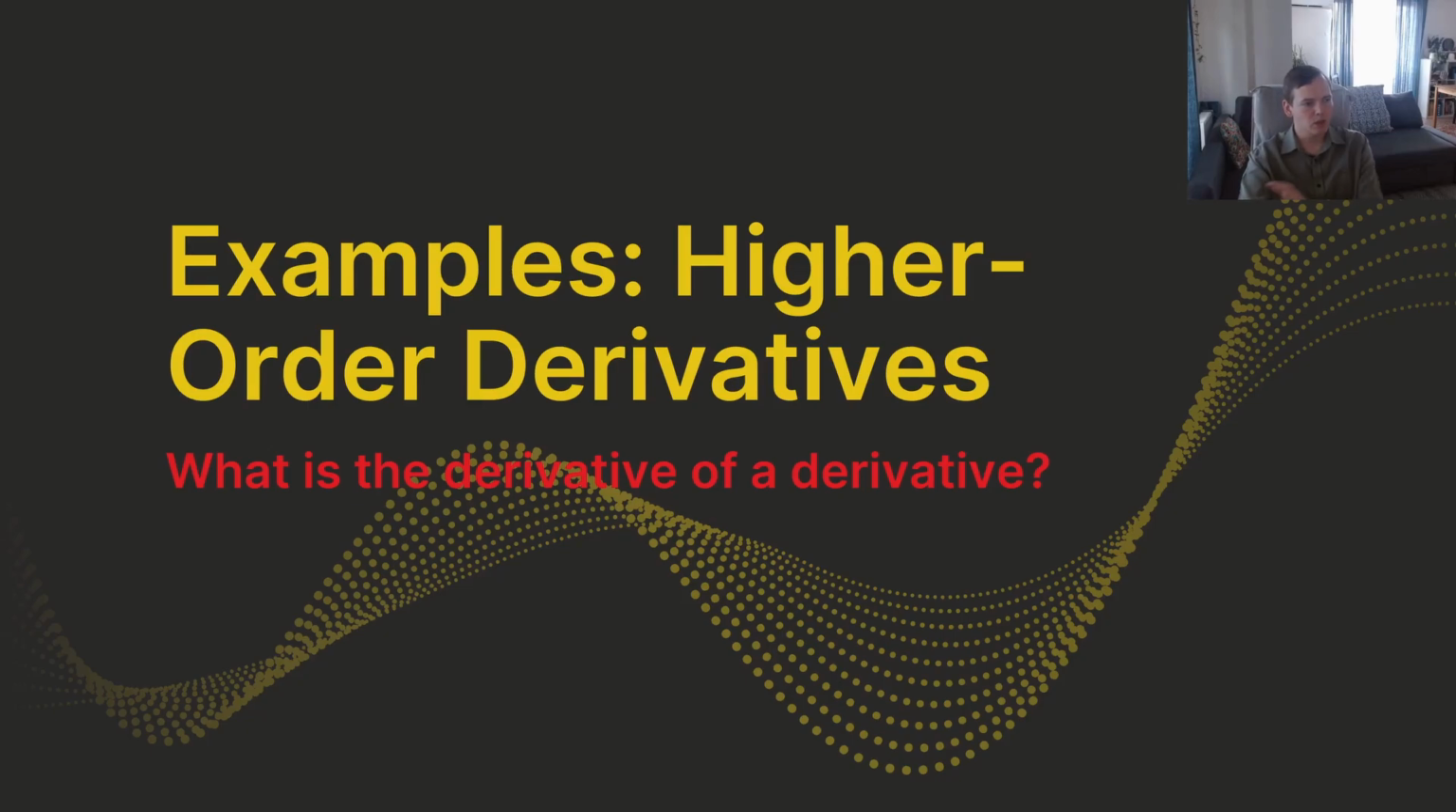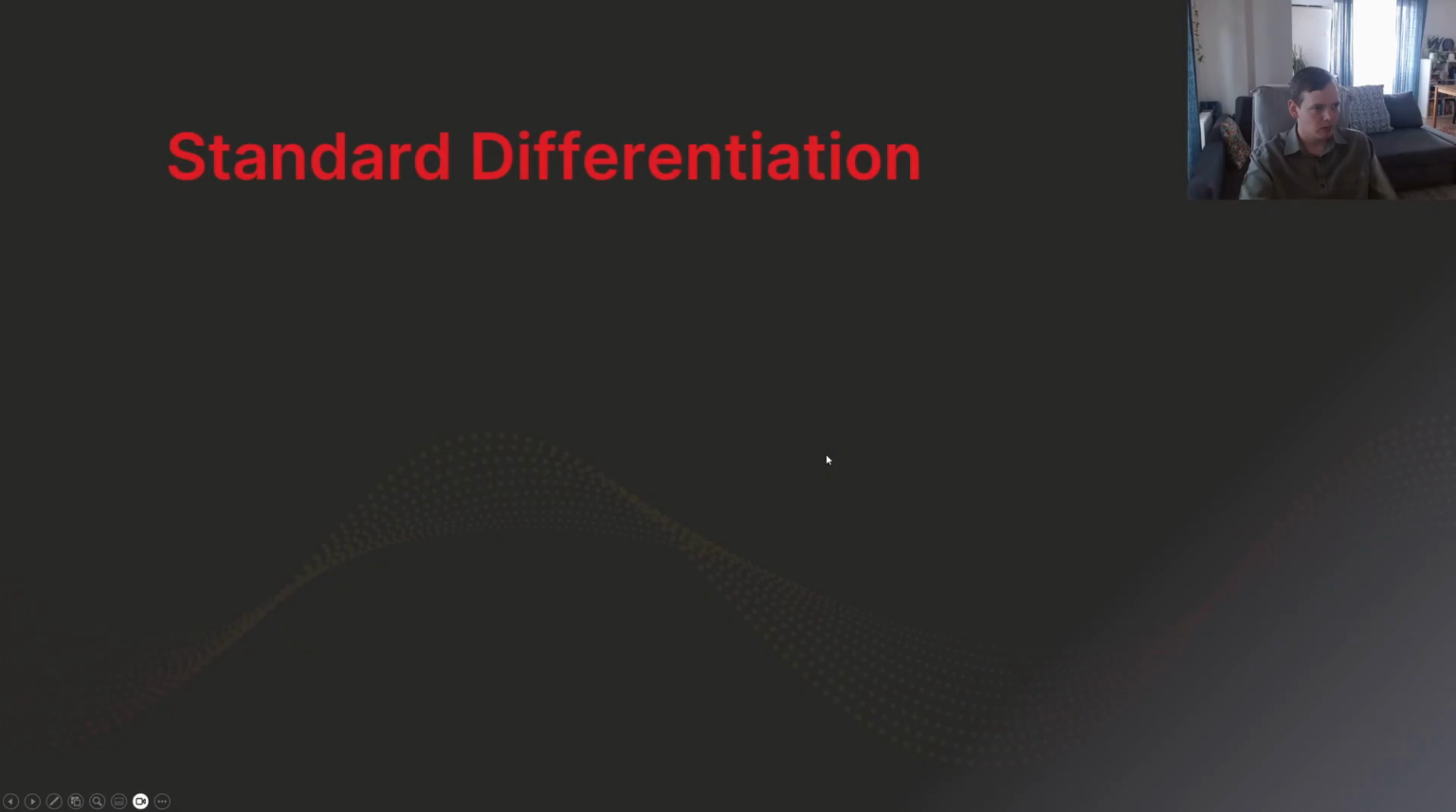All right, in this video we're going to look at higher order derivatives, and we're going to basically do the key examples that you'll expect to see going forward. Okay, so for standard differentiation, let's come up with an example function. Let's just say f of x is equal to x cubed plus 3x squared plus 2.